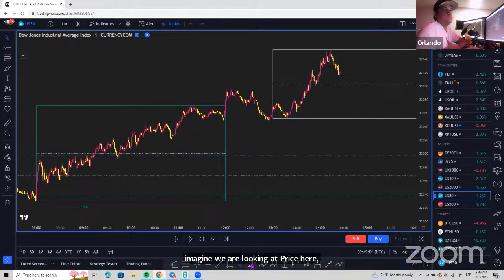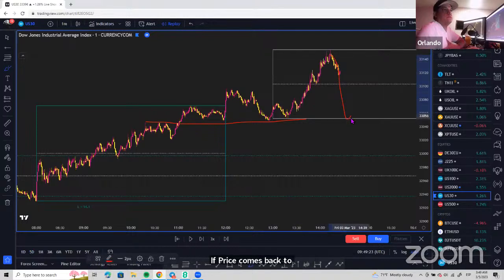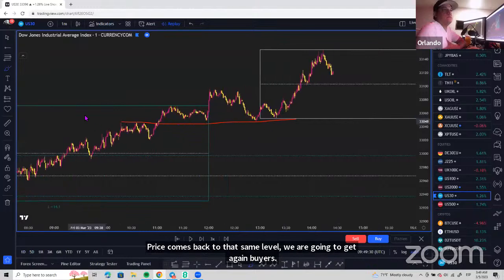Let's imagine we are looking at price here, right? Now, these lows, again, same thing. Here we have the break of the structure, and we have a ton of deep buys on that previous broken highs, right? So if price comes back to that same level, we are going to get buyers again, and again more liquidity building up.